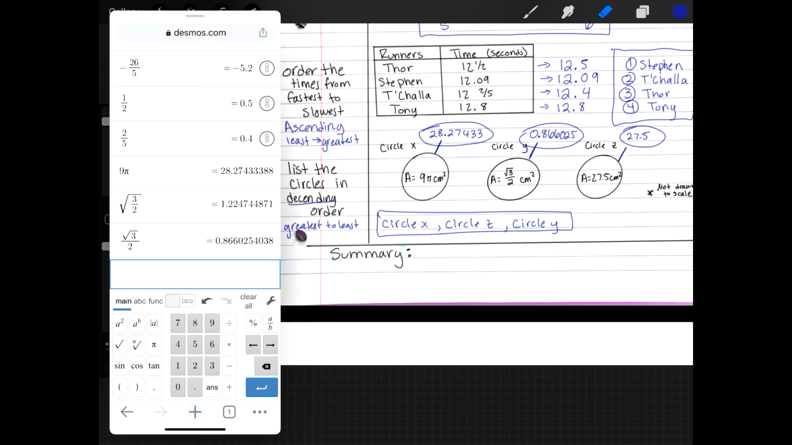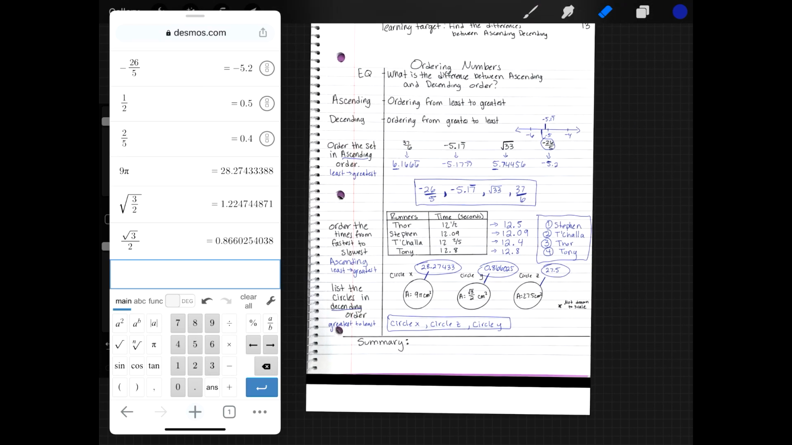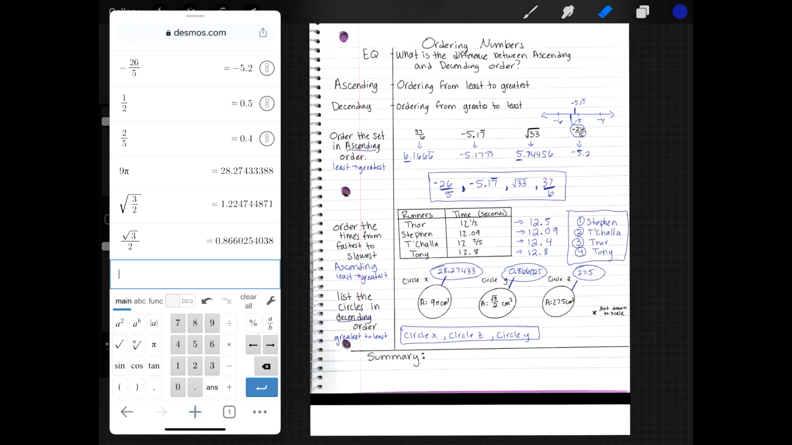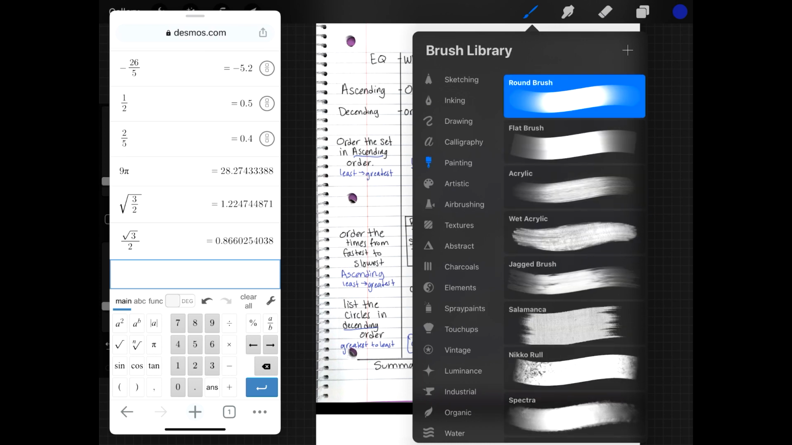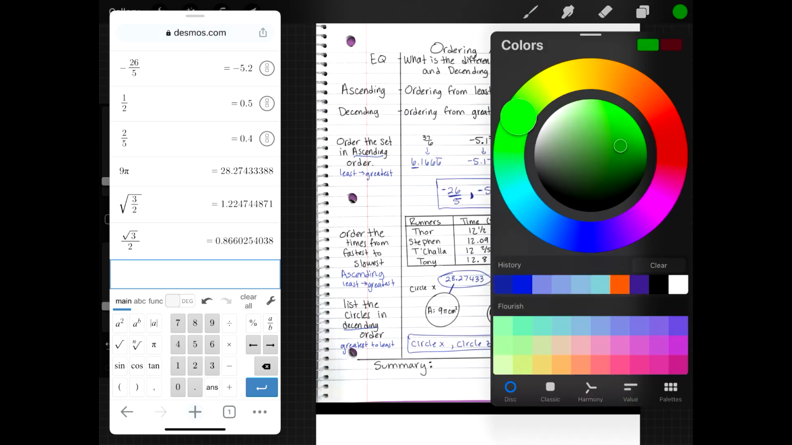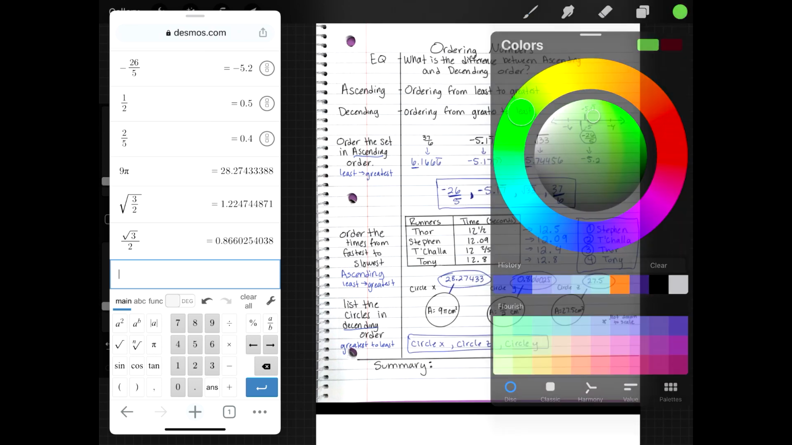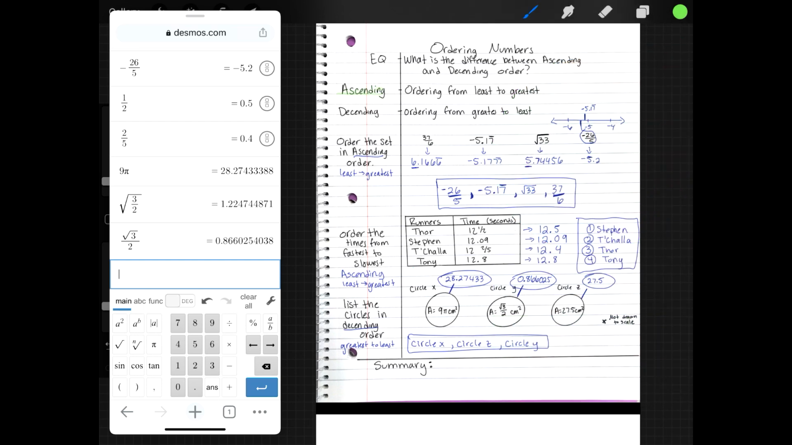All right. So in your own words, go ahead and write your summary. What is the difference between ascending and descending order? While you do that, I'm going to highlight our important words for today. I'm going to get my highlighter. Let's do this green color. The most important words today are ascending and descending, and then I'm going to go ahead and highlight their definitions. Ascending is from least to greatest, and descending is from greatest to least.